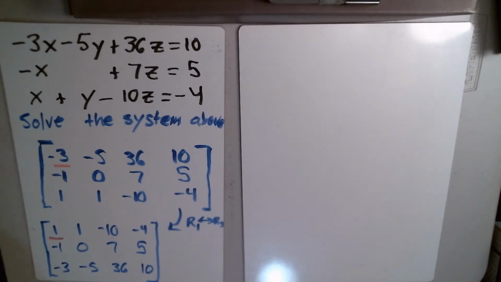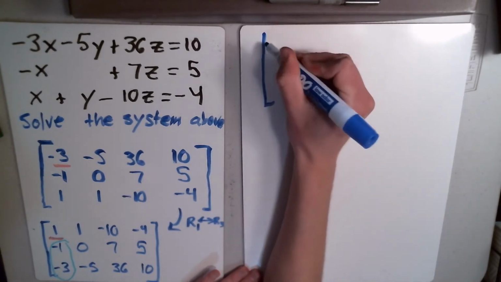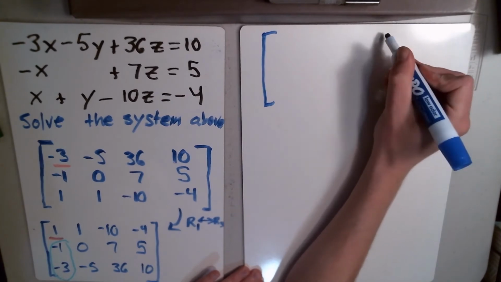So what am I going to do? I want to get rid of these guys. I want to get zeros there. Okay? I want to have zeros there. So let's look over here at this other board. So what am I going to do?